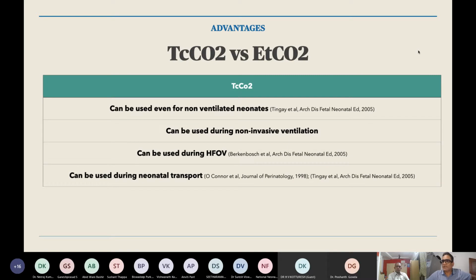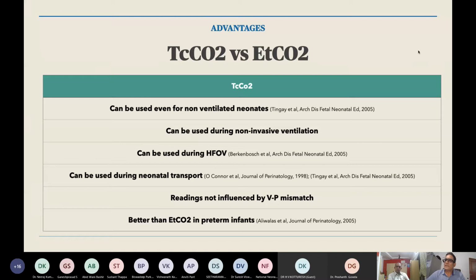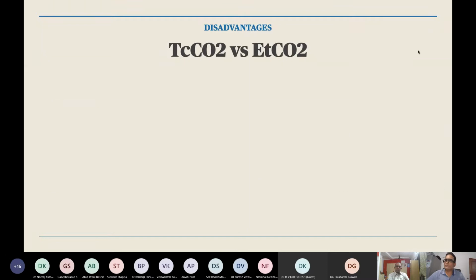It can also be used during neonatal transport. Whether the baby is ventilated or not, it doesn't matter, and the readings are not influenced by ventilation perfusion mismatch. And this is better than EtCO2 in preterm babies. This was an article published by Aliwalas in the Journal of Perinatology in 2005. So these are the advantages of transcutaneous CO2.